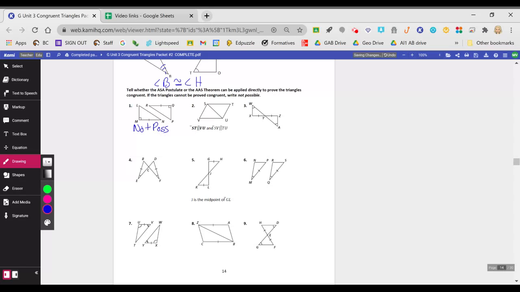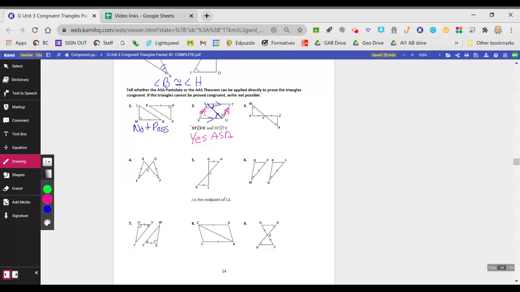This one, I have to look at what they told me. They told me ST is parallel to VU. And I have a transversal here. So that would mean that this angle is congruent to this angle. Then I also know that SV is parallel to TU. And then that blue line is still a transversal. So that would mean this pink angle is congruent to this pink angle. So it's yes by angle, side, angle, because they share that blue side and they have angles on each end.